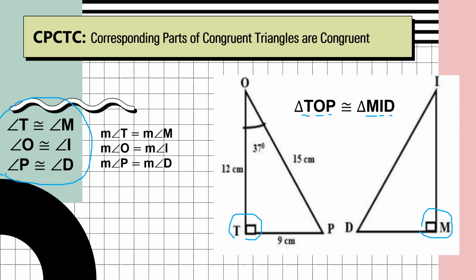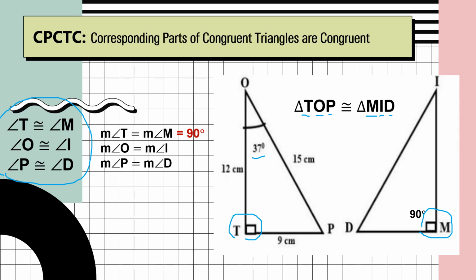Every time na nakita nyo yan, this means that this is a right angle. At kapag sinabi nating right angle, ang measurement niya ay 90 degrees. So, ibig sabihin, pareho silang 90 degrees. Okay? So, how about angle O?